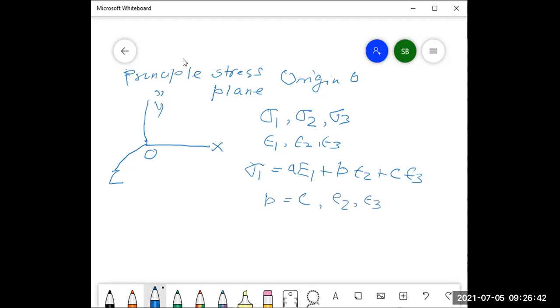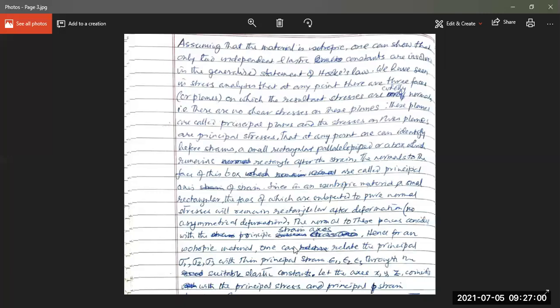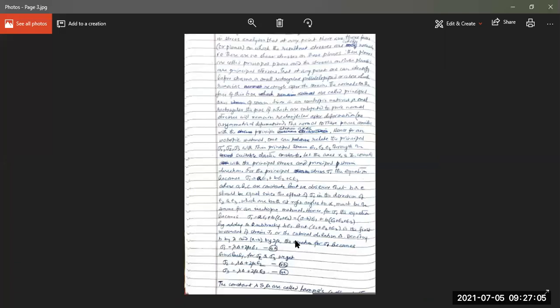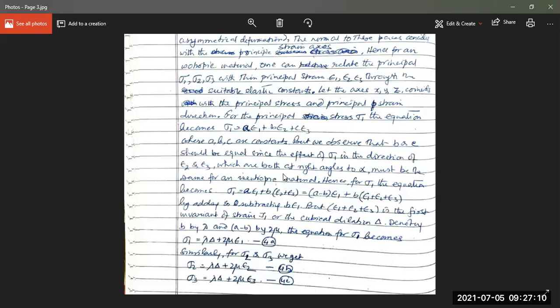They are acting, say, one of them in the Z direction, another also in the Z direction, but their eccentricity is more or less the same. Here A, B, C are constants. You observe that B and C should be equal, since the effect of sigma 1 in the direction of epsilon 1, 2, both at angle alpha, must be the same as for an isotropic material itself.